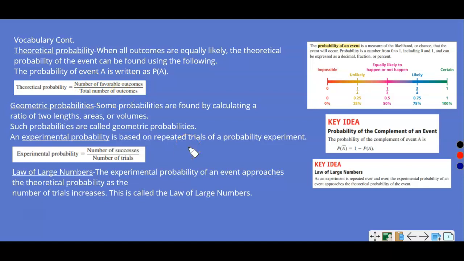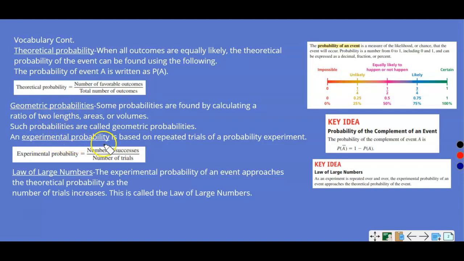Geometric probability: some probabilities are found by calculating a ratio of two lengths, areas, or volumes. Such probabilities are called geometric probabilities. This should make sense, especially if you just come from geometry and you know that you use lengths, areas, and volumes a lot in geometry, so that's why this is called geometric probabilities.